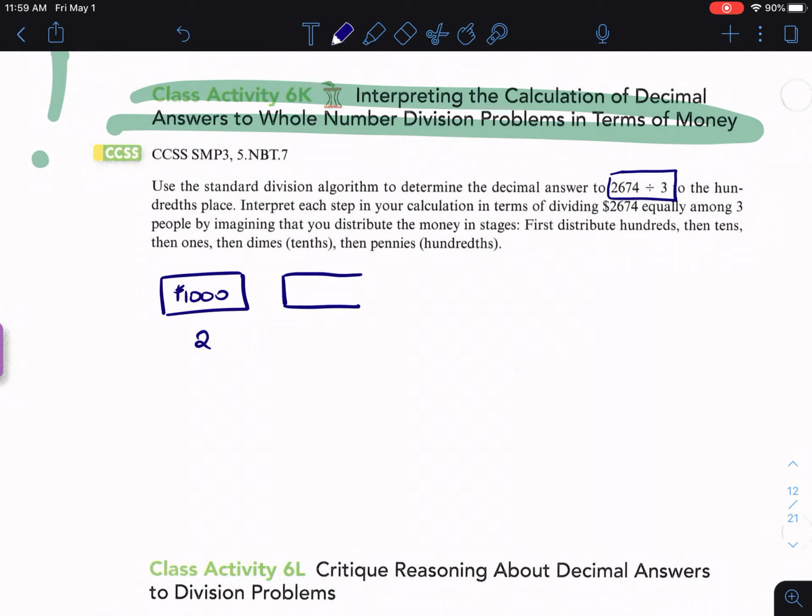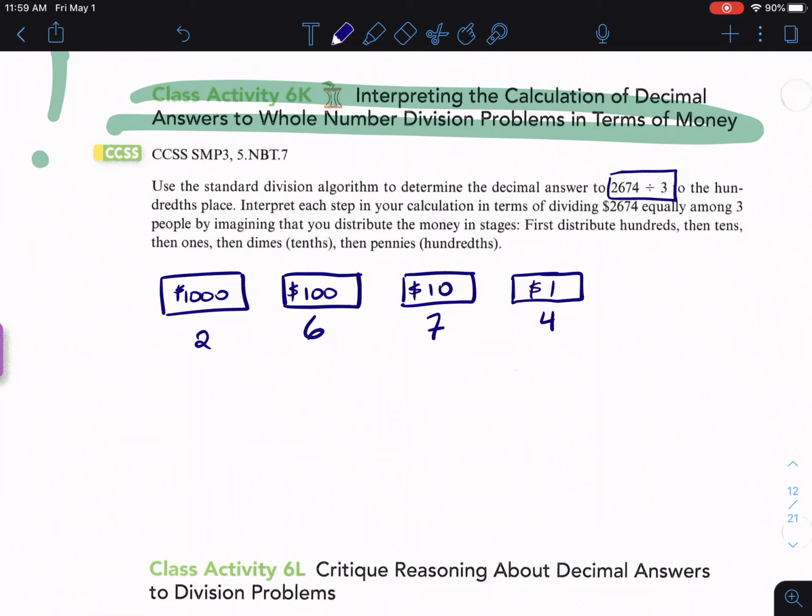We may also need $100 bills. In fact, we have 6 of those. We may also use $10 bills. In fact, we have 7 of those. And we have $1 bills. In fact, we have 4 of those.